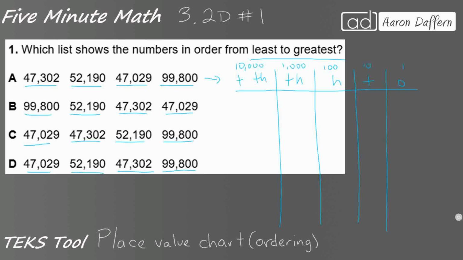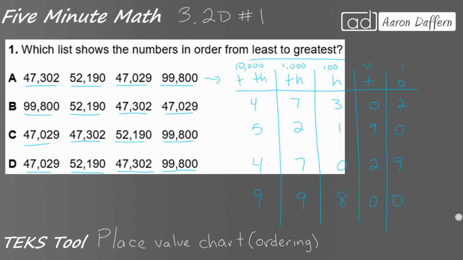So let's just build our four numbers, and it doesn't really matter in which order at this point. So 47,302, 52,190, and then 47,029, and then 99,800.